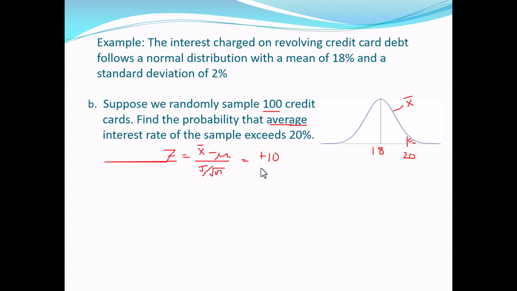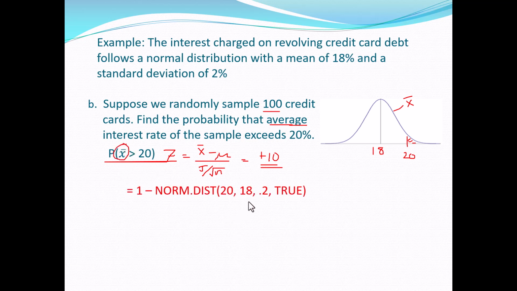And so you would go and try to find 10 in the table. You're like, it's not there. And that's because the probability less than or equal to 10 is approximately 1. The probability further out in the tail is approximately 0. We're trying to figure out the probability X bar exceeds 20.